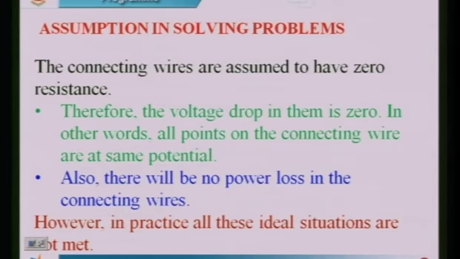Assumptions in solving problems. The connecting wires are assumed to have 0 resistance. Therefore, the voltage drop in them is 0. In other words, all the points on the connecting wires are at the same potential. Also, there will not be any loss in the connecting wires. However, in practice, all these ideal cases are not met.